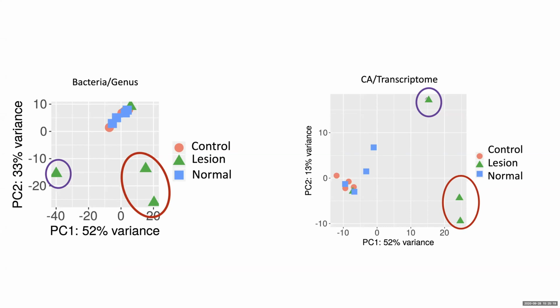And then when we cluster them based on the transcriptome of the placenta, the gene expression in the chorioallantois, again, they cluster in the same way. So there is an association between their bacterial genus in those samples and the gene expression in the placenta.